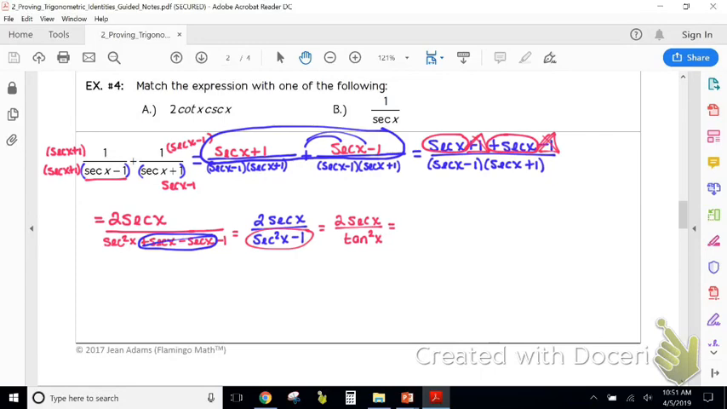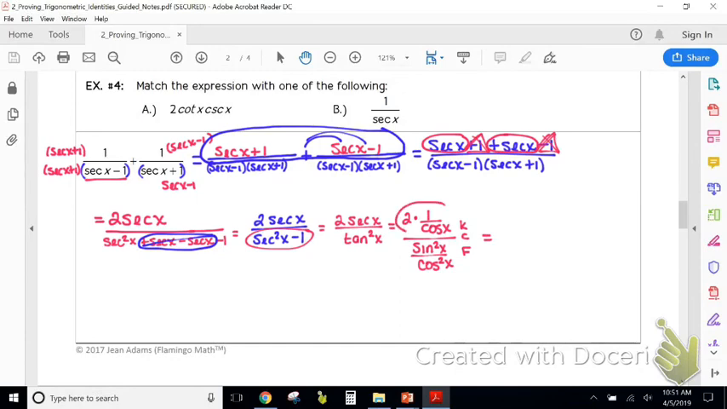Well, remember, if all else fails, change all your what you can to sine and cosine. So what is secant? 1 over cosine. And what is tangent squared? So sine squared over cosine squared. And so we can keep it, change it, flip it, right?